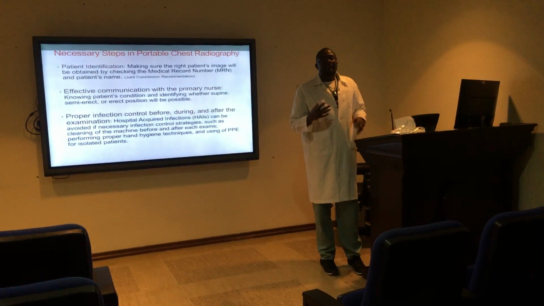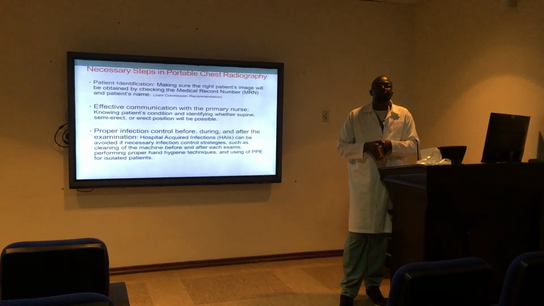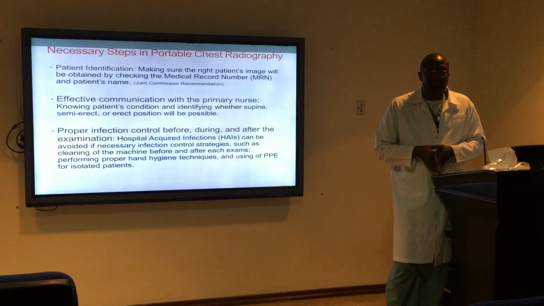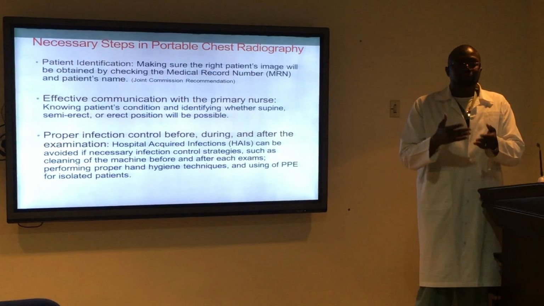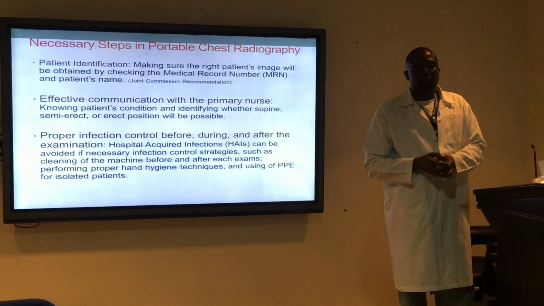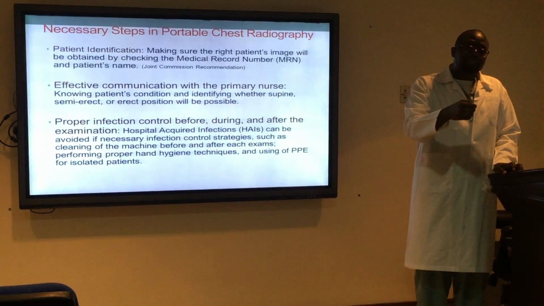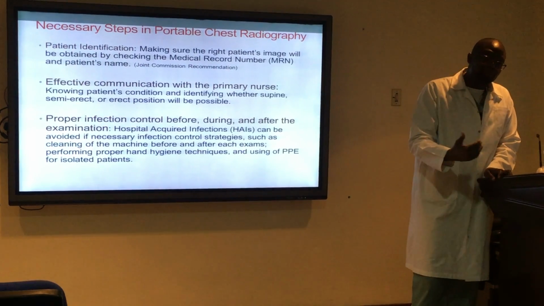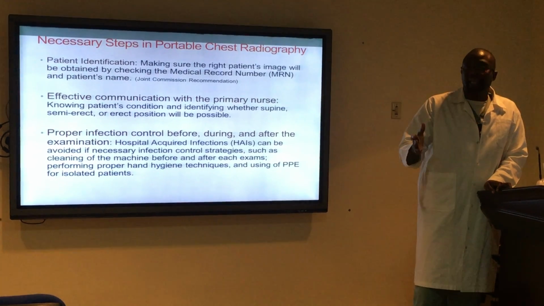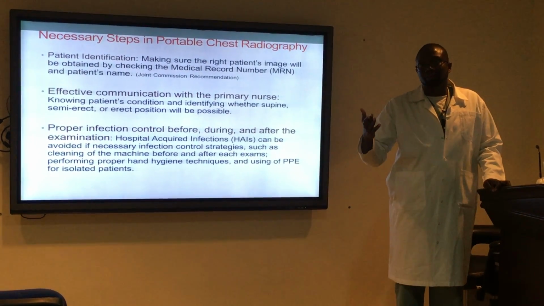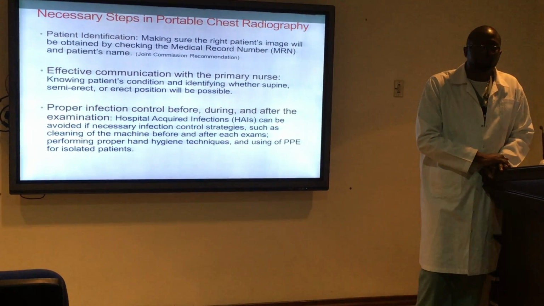Next, we have to establish effective communication with the primary nurse for the patient. With this, it will make the job easier for you, because with good communication, you'll be able to get the patient history and support from the primary nurse, knowing whether the exam can be done in a supine, semi-erect, or erect position.